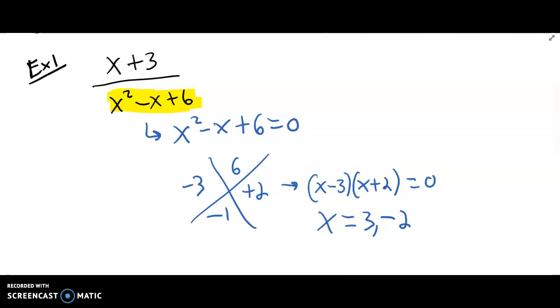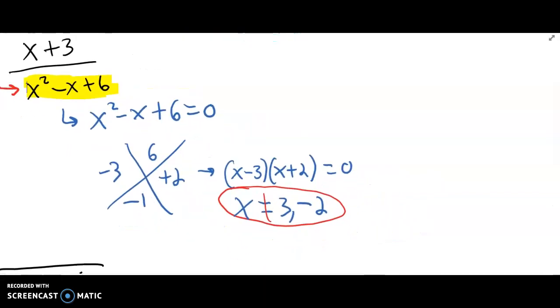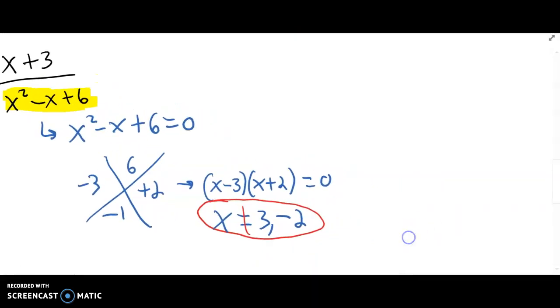And really, x cannot be positive 3 or negative 2, because if I plug these numbers in, it will make this whole highlighted part 0. Then the denominator would be 0 and the function would be undefined. So it can't be 3, it can't be negative 2, but it could literally be any other number. No other number is going to break the function or make it undefined.